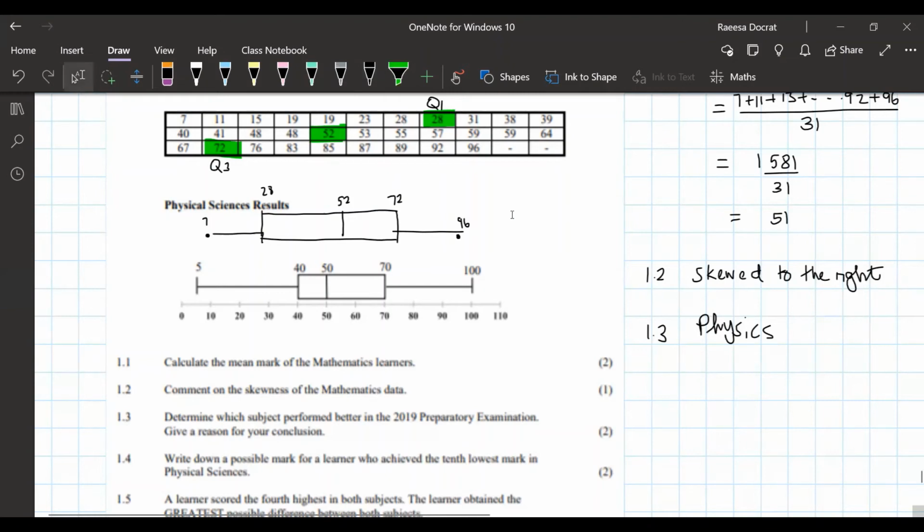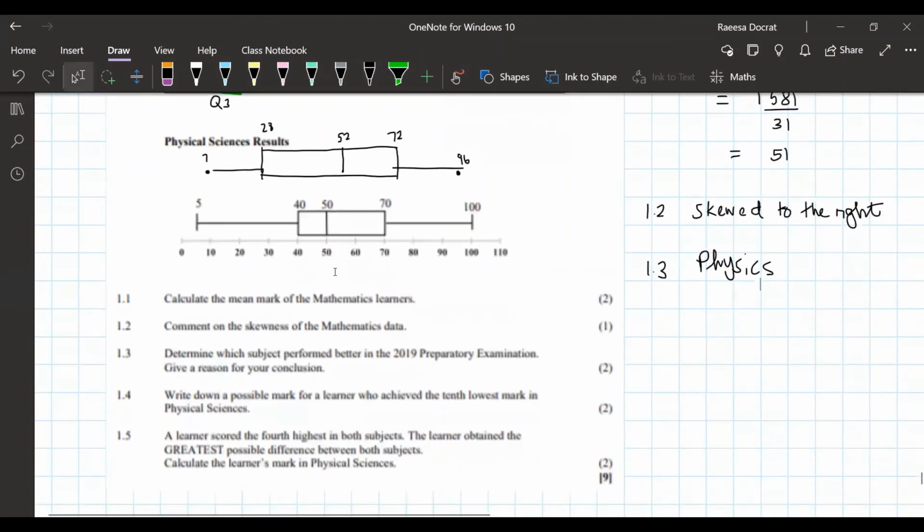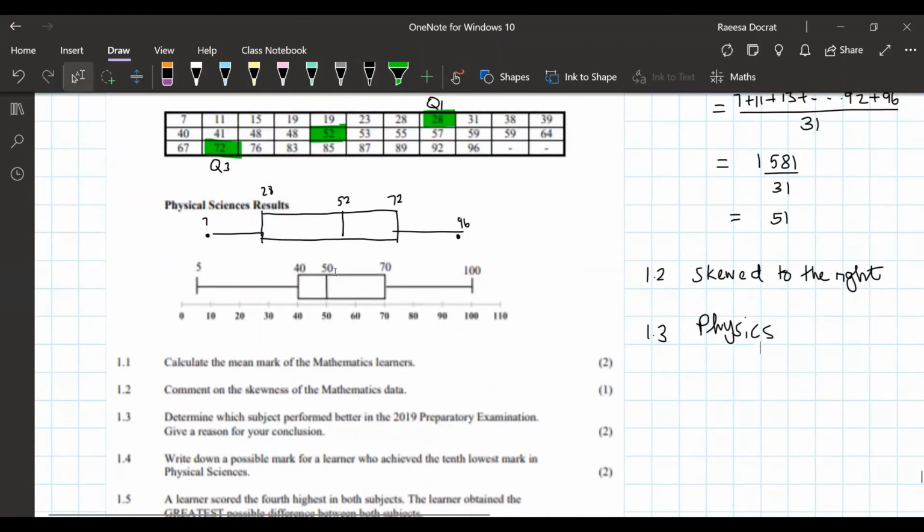Then it says, write down a possible mark for a learner who achieved the 10th lowest mark in physical science. Okay, so you want the 10th lowest mark. So what happens is these quartiles divide the data into quarters. So 31 divided, so approximately 7.5 students are there, 7.5 students are there, 7.5 students are between there, and 7.5 students between here. So we want to know where's the 10th person.